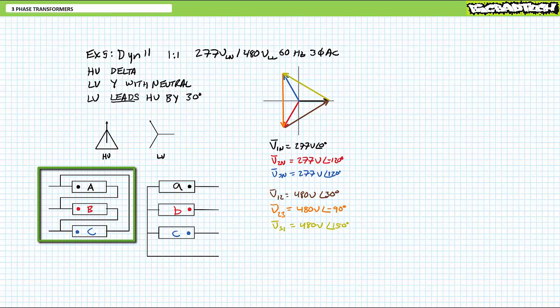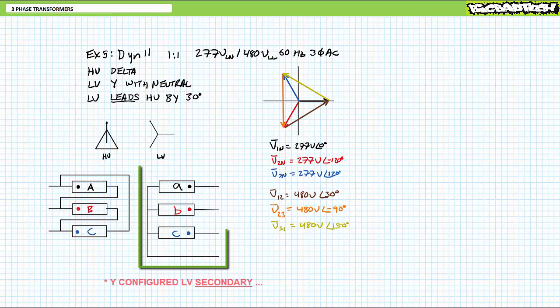Line-to-line voltage 1 to 2 at 480 volts at an angle of 30 degrees is applied to the high voltage primary winding capital A. Line-to-line voltage 2 to 3 at 480 volts at an angle of negative 90 degrees is applied to high voltage primary winding at capital B. And finally, line-to-line voltage from 3 to 1 at 480 volts at 150 degrees is applied to high voltage primary winding capital C. The Y-configured primary ties together all the non-dotted terminals at an accessible neutral.